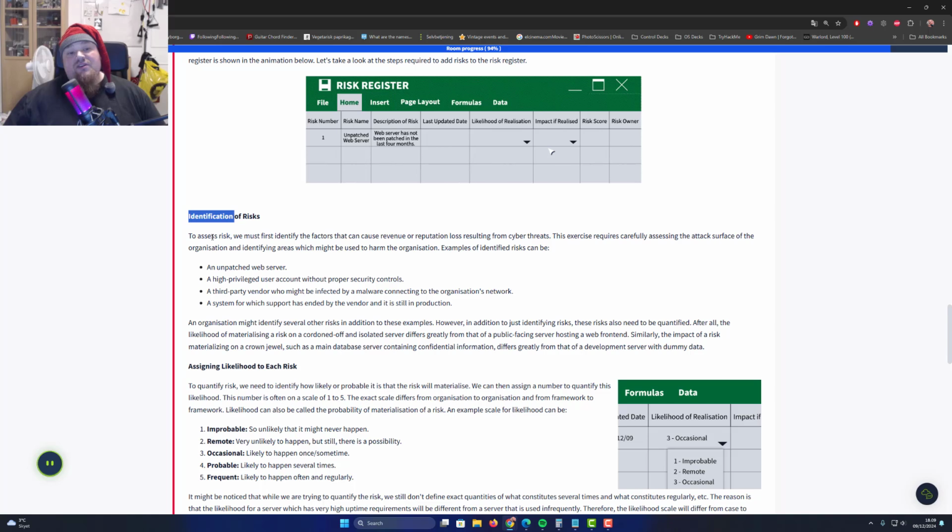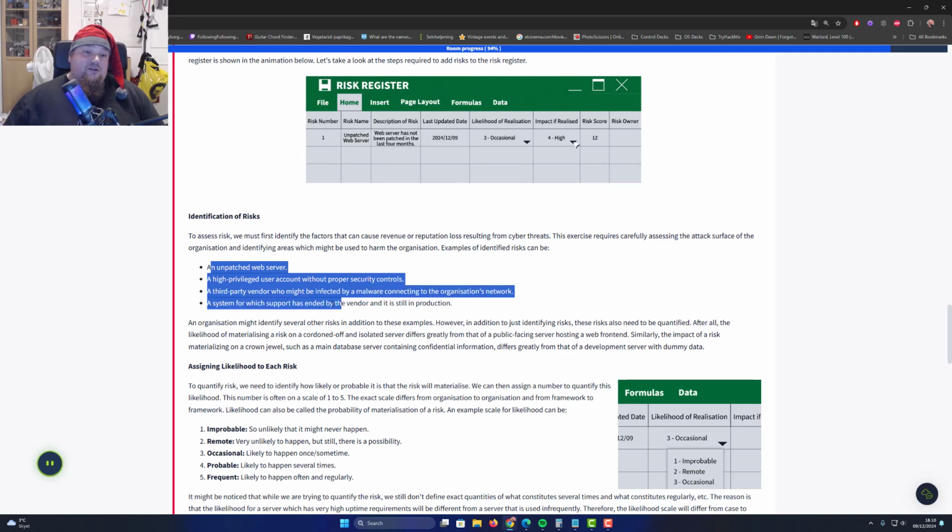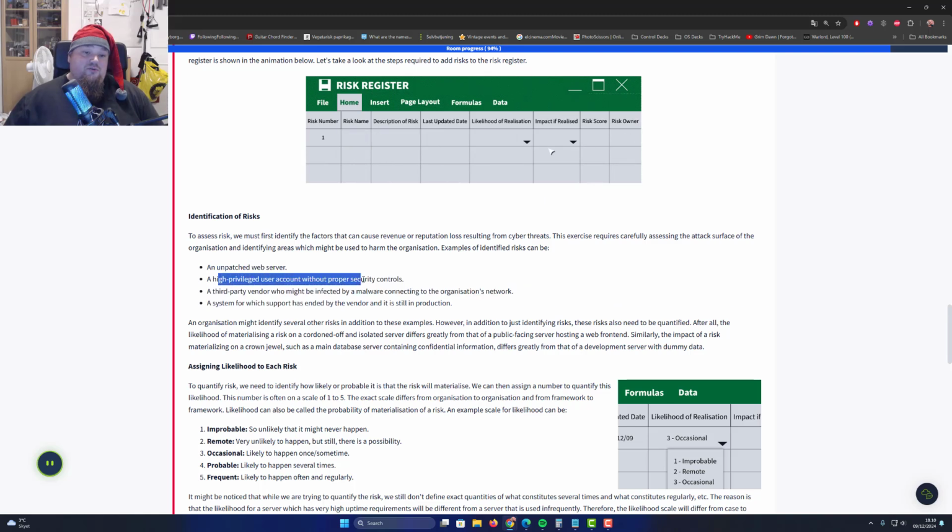Identification of risk. To assess risk, we must first identify the factors that can cause revenue or reputation loss resulting from cyber threats. This exercise requires carefully assessing the attack surface of the organization, identifying areas which might be used to harm the organization. Examples of identified risks can be an unpatched web server, a high privilege user account without proper security controls, and so on.